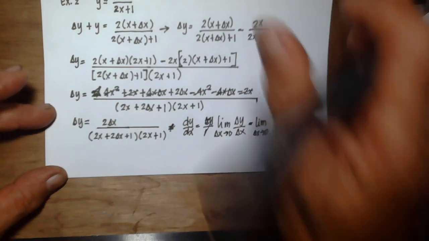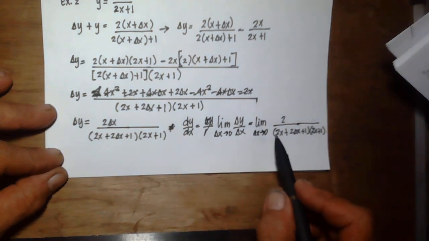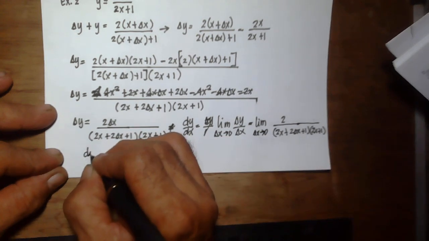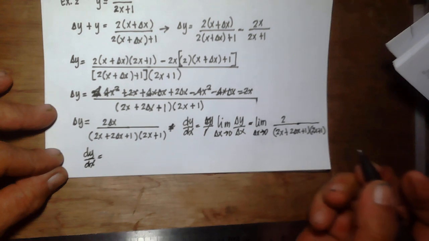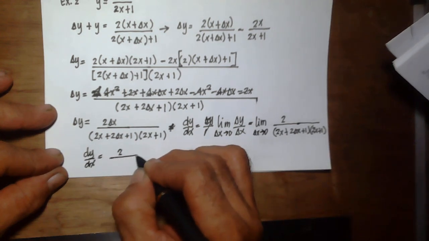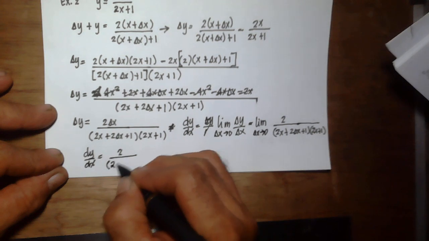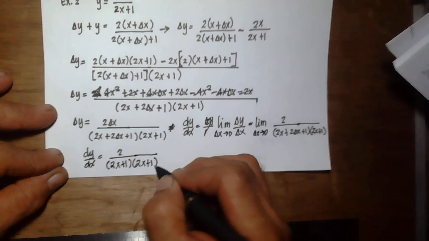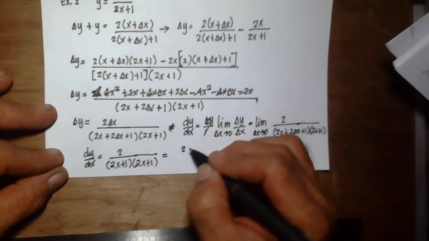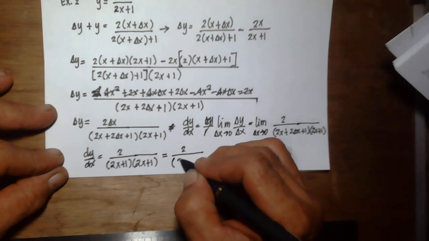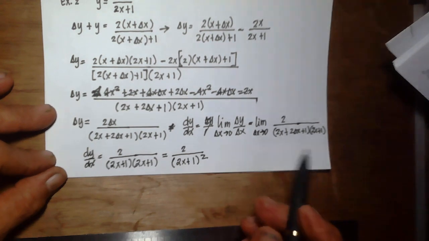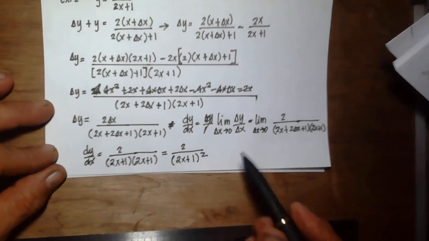So what do we have? If we are going to substitute delta x with 0, we have dy dx equal to 2 over 2x plus 1 times 2x plus 1, or we write 2 over 2x plus 1 squared. And this is the dy dx of the example.